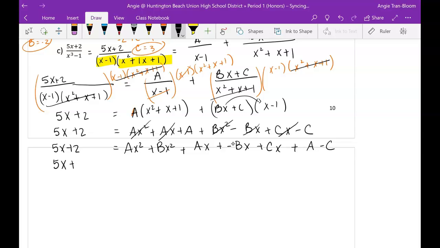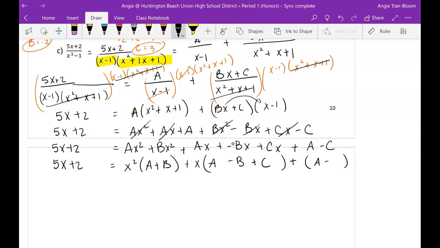So 5x plus 2 equals like terms is x squared. So now you have a plus b. Over here, like terms x. So you have a minus b plus c. This one, this is your constant. Group them together. You don't have any square terms. So 0x squared plus 5x, and the constant is 2.